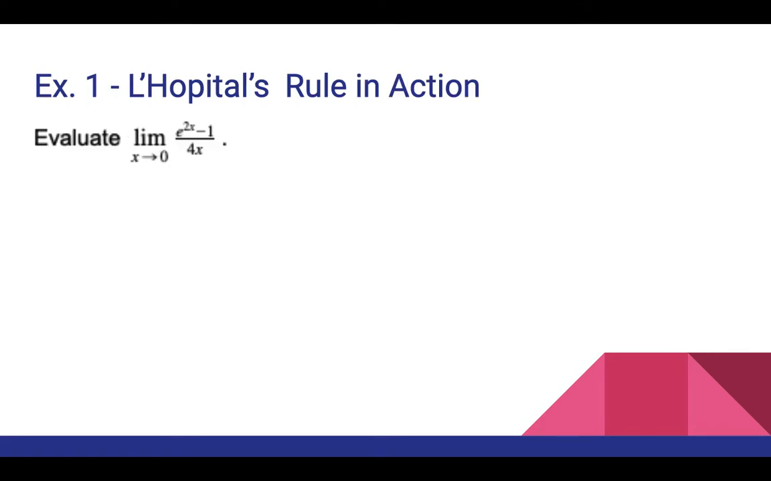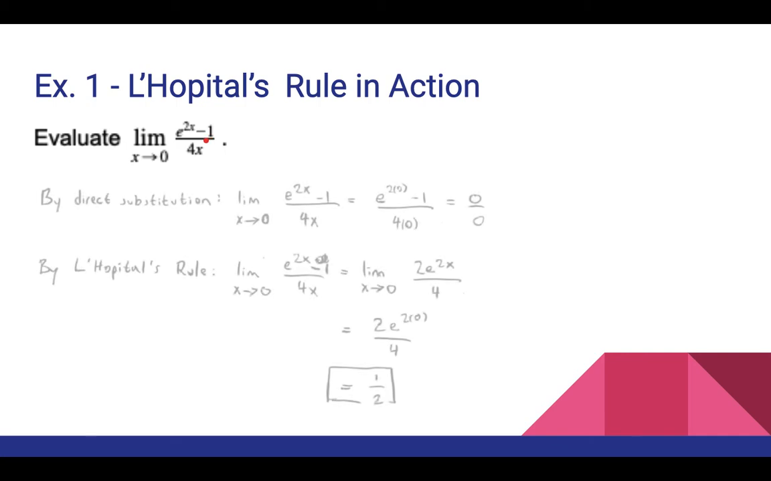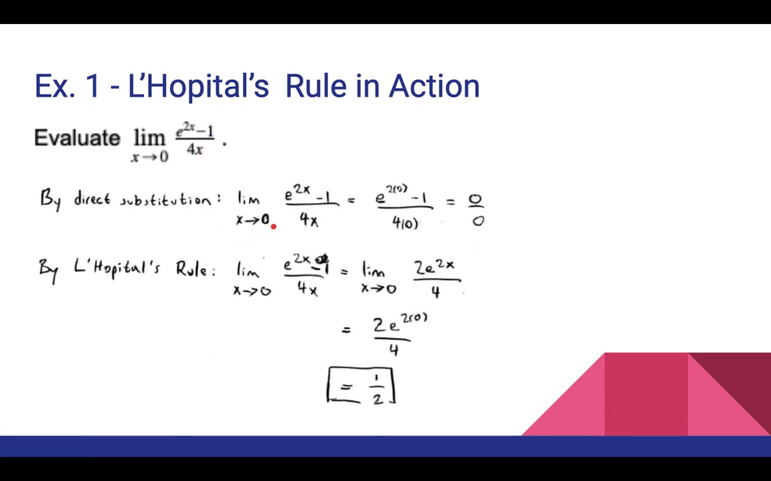So let's look at L'Hopital's rule in action. Let's say we have the limit as x approaches 0 of the function e^(2x) minus 1 divided by 4x. If we just plug in 0 by direct substitution, we're going to get e to the 0th power minus 1 divided by 4 times 0, which is just going to give us 0 divided by 0. Notice that we cannot apply any techniques from Unit 1 here, so L'Hopital's rule gives us a way to circumvent this.